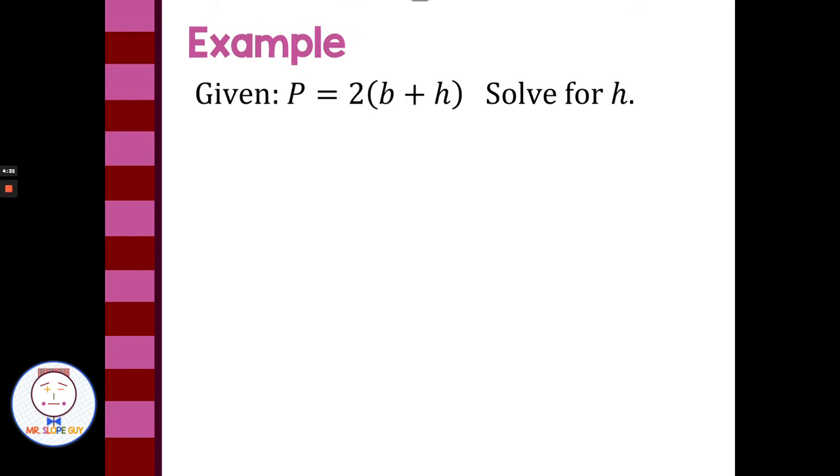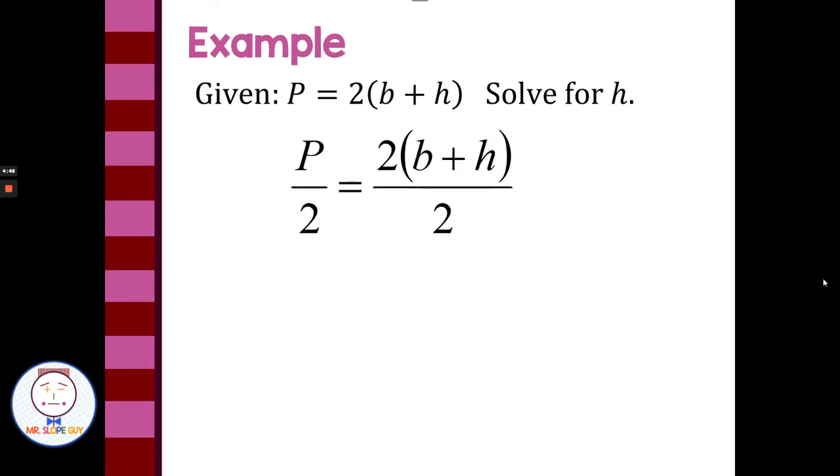All right, let's look at P equals 2 times (B plus H). We are asked to solve for H. All right, so first I want to get that parenthesis part by itself. The parentheses are being multiplied to 2. I'm going to undo multiplying by 2 by dividing both sides by 2. Then the 2's will cancel out and leave the parenthesis part B plus H by itself. Once the parentheses are by themselves, they are redundant. We can remove them and get B plus H.